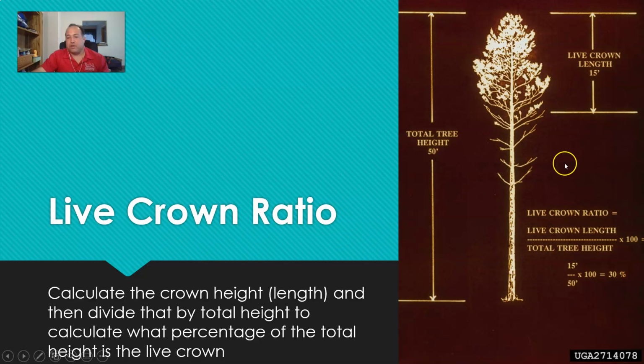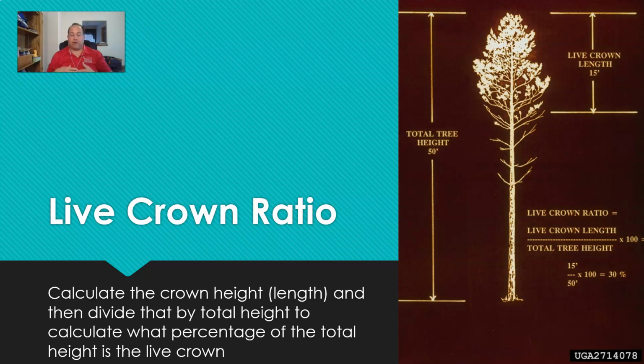Now we're going to take that measurement and put it into a simple ratio, which is just take our live crown length and put it over our total tree height. So in this example here, 15 feet divided by 50 times 100, so 30%. What we're saying is that 30% of our tree is covered with live crown. And then we're going to figure out, does that mean that's a good amount of crown? Is it not a good amount of crown? And we'll talk more about that in other classes. In terms of our measurements, that's how you get it measured.